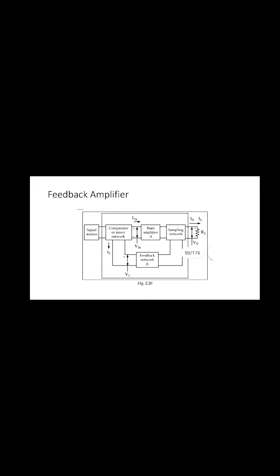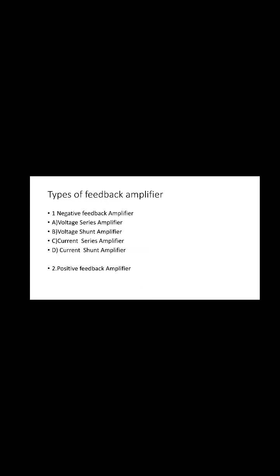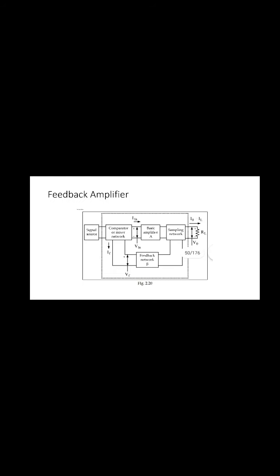So two types of feedback we have to discuss: positive feedback and negative feedback. Negative feedback is again classified into 4 types: voltage series amplifier, voltage shunt amplifier, current series amplifier, current shunt amplifier. So this is the block diagram we have to see.